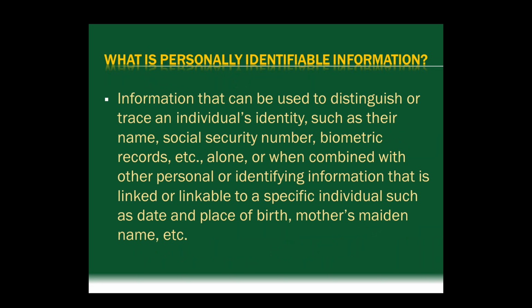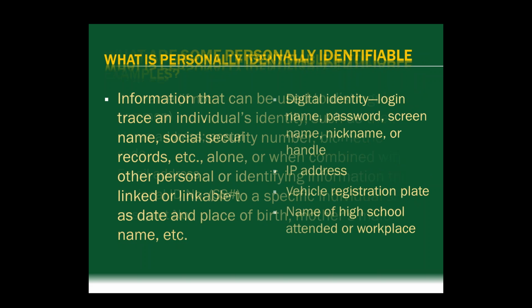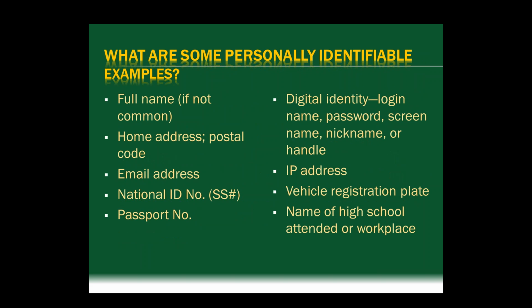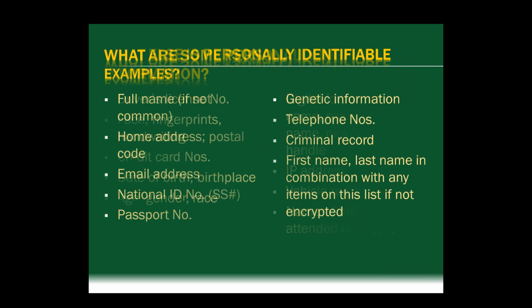Personally identifiable information is any information that can be used to distinguish or trace an individual's identity, such as their name, social security number, biometric records, alone or when combined with other personal identifying information that is linked or linkable to a specific individual, such as a date and place of birth, mother's maiden name, and so on. Other examples include home address, postal code, email address, social security number, passport number, digital identity, IP address, physical vehicle license plate, name of high school attended or workplace.